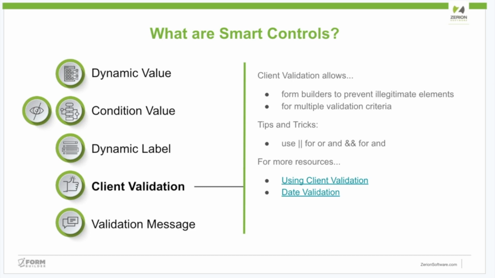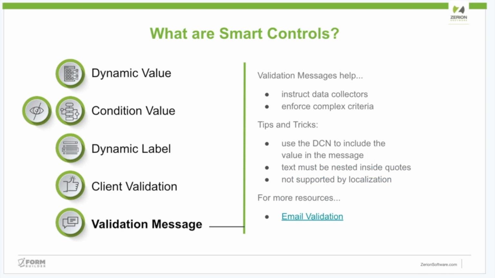So the first part, this client validation, is where you put the smart control statement and the JavaScript statement. This second part, validation message, is where you actually write out the text that's going to display to the user when they try to submit the record.